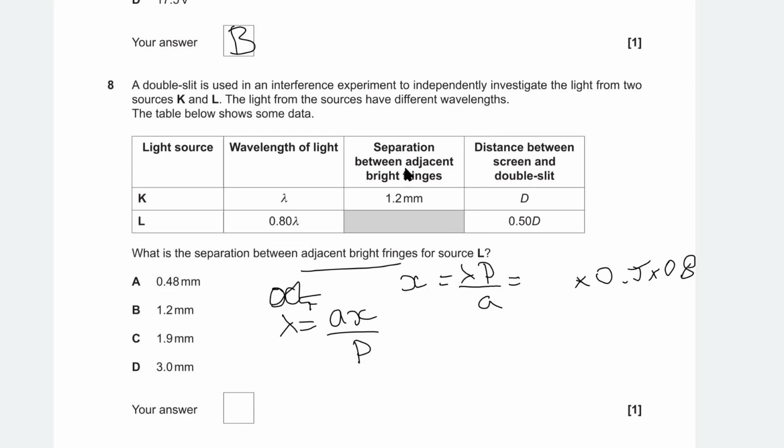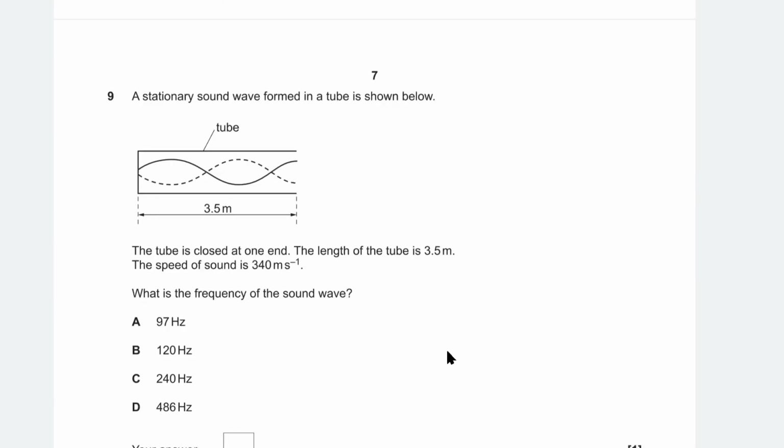So let's just multiply those two numbers. If the separation was 1.2 millimeters originally, let's multiply by 0.5 and then by 0.8, and we're going to get 0.48, meaning that the correct answer has got to be A. Essentially, before it was 1.2, but because x is proportional to lambda times d, we get a factor of 0.5 times 0.8, and well, this here is 0.48 millimeters. Correct answer is A.